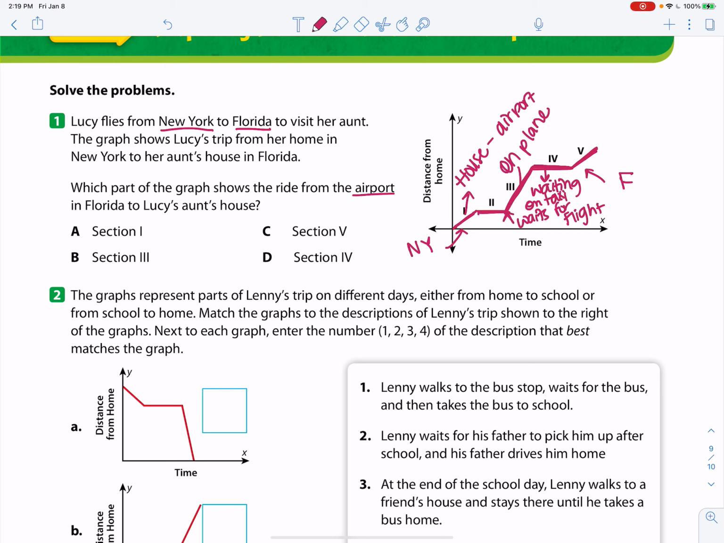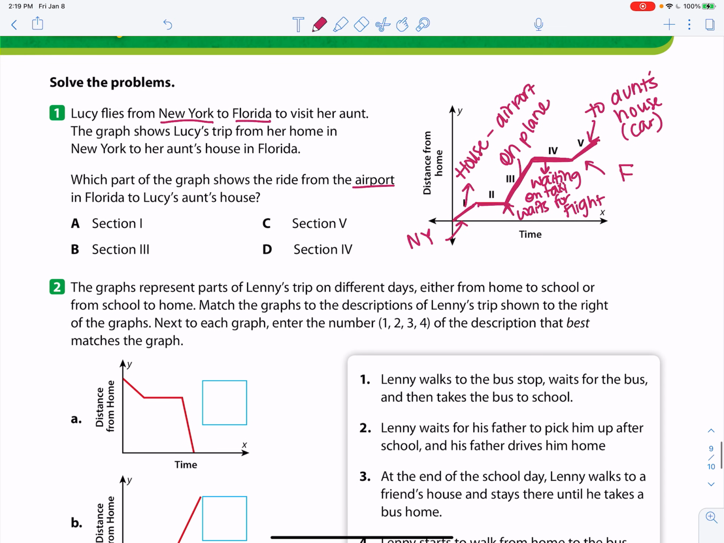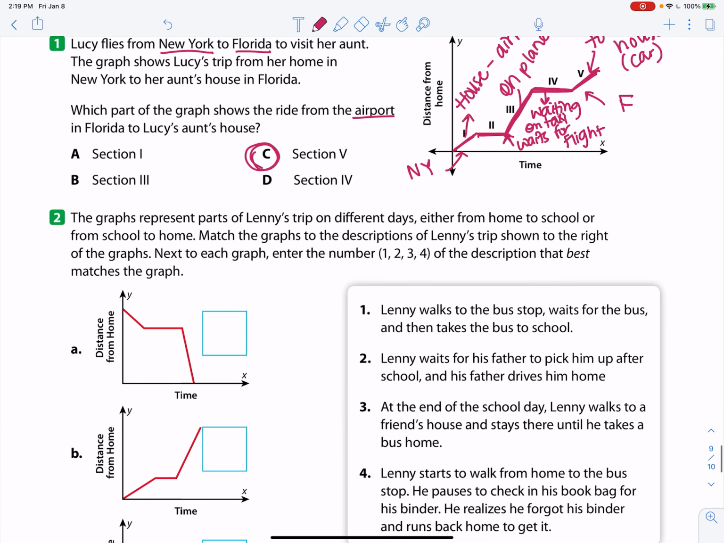And then this last one, section 5, since Florida is the destination, maybe she is in Florida now and she's just waiting to go to her aunt's house. So section 5 would be her going to her aunt's house in a car. Okay, so which part shows the ride from the airport in Florida to Lucy's aunt's house? That would have to be section 5, which is C. And we would know that because the aunt's house is the final destination, which appears in section 5. That's in Florida, right? So yeah, there we go. It's actually very easy to look at like that, just kind of make it make sense.